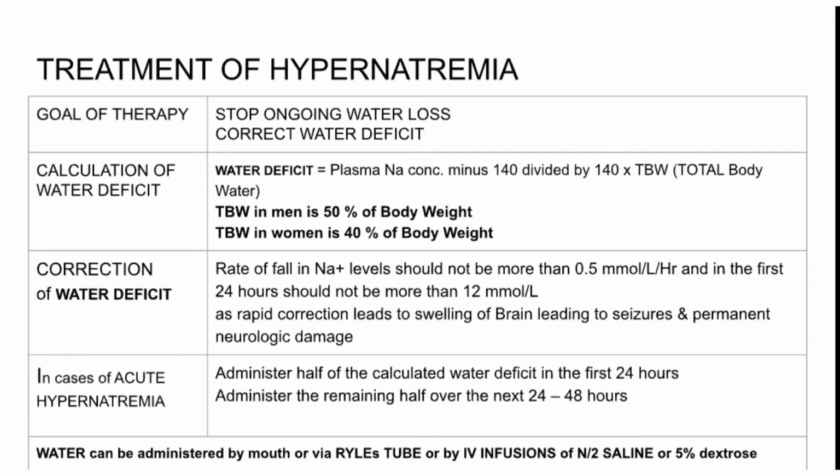Treatment of hypernatremia. The goals of the treatment are: the ongoing water loss has to be stopped and the water deficit has to be corrected. Water deficit can be calculated by knowing the plasma sodium concentration of the patient, from which 140 is subtracted, the whole is divided by 140 and multiplied by the total body water, which in men is 50% of their body weight, while in women it is 40% of the body weight.